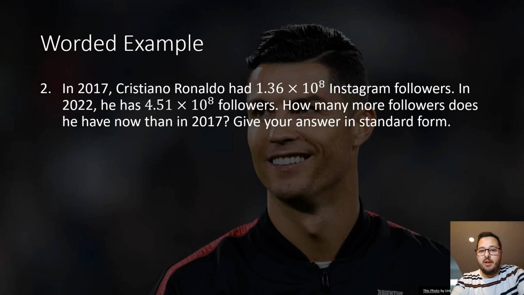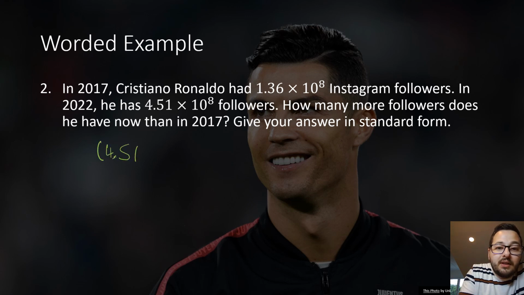Okay, let's have a look at one final question. So number 2, in 2017, Cristiano Ronaldo had 1.36 times 10 to the power of 8 Instagram followers. In 2022, he's now got 4.51 times 10 to the 8 followers. How many more followers does he have now than in 2017? Give your answer in standard form. Well, we can take away, can't we? Because these powers are the same. So we can find out how much Cristiano has improved his followers over the past 5 years.